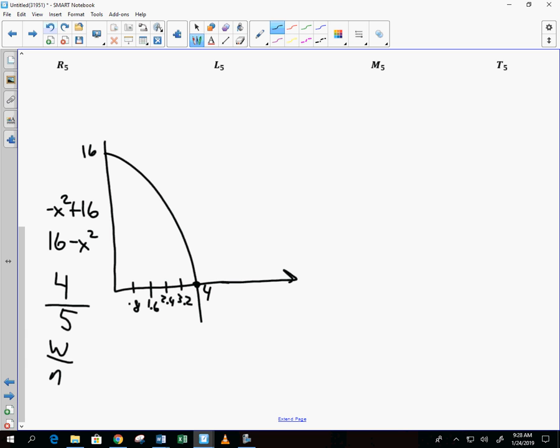So I have right hand, left hand, midpoint, and trapezoid. If I'm going to do the right hand, where do I evaluate the heights? What do I plug in for my first height? Right hand, 0.8. And where do I plug the 0.8 into? The function, right? Yeah, there it is.